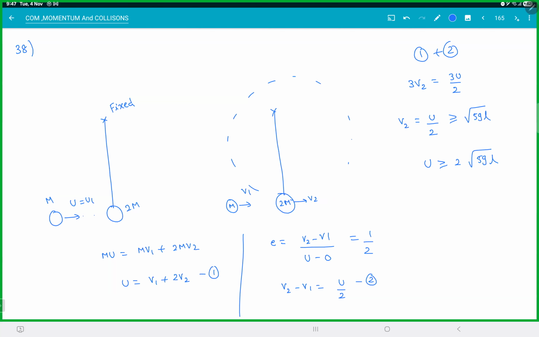So you still do the same thing with v1 and v2. You just say that v2 should be greater than or equal to root 5 gL, since you want it to complete a vertical circle. Any doubts on this? So you should know the result of the vertical circular motion. Easy? Let's see one more.